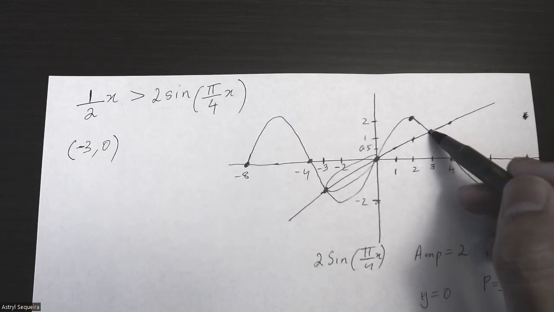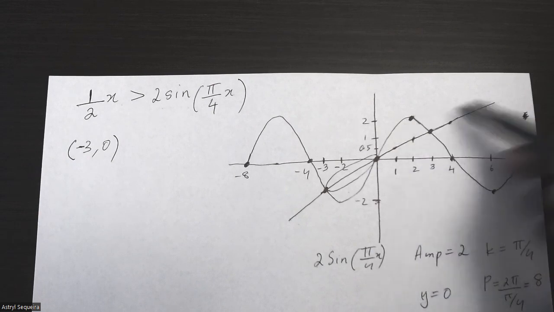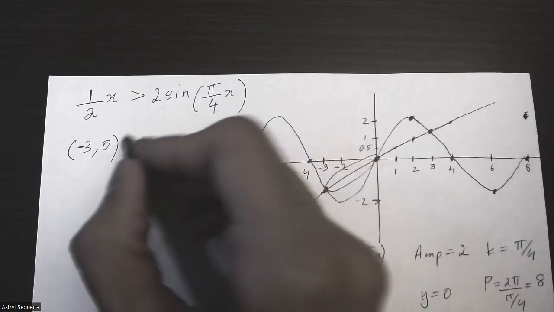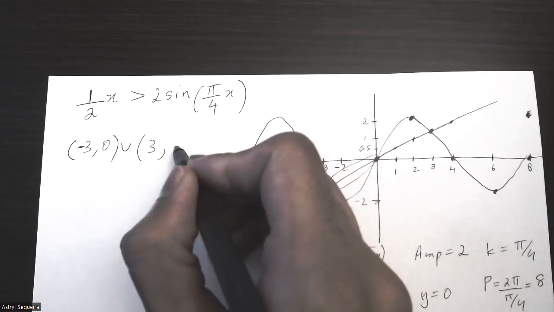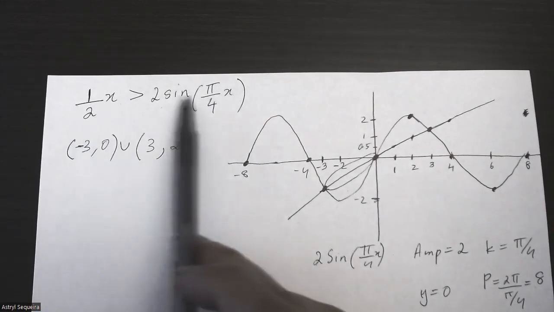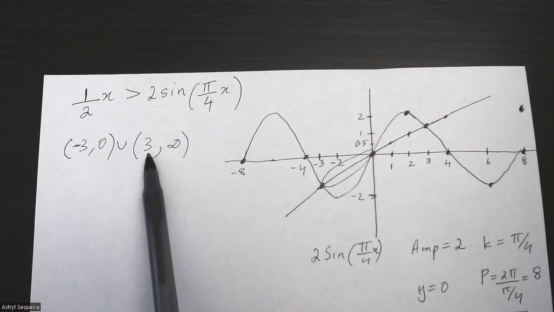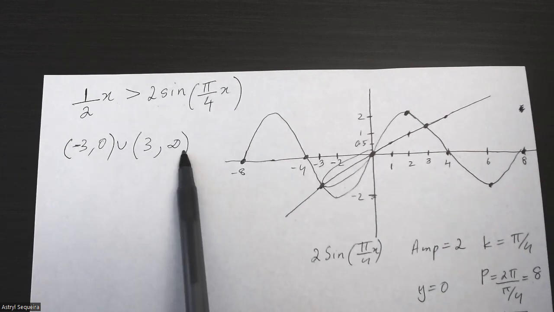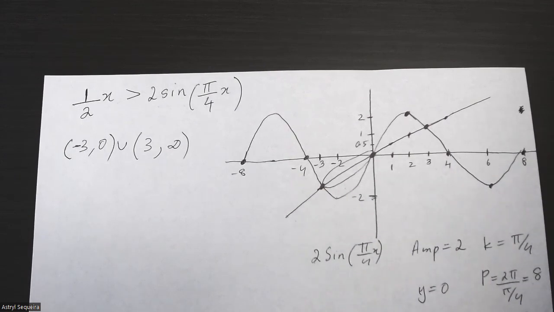But once we reach this point here, the line is above the trig wave all the way till infinity. So this is in union with 3 till infinity. So there are two places where the line is above the trig function: between -3 and 0, and from 3 till positive infinity. Now this is just an approximate solution because when graphing, these are almost always approximate solutions.